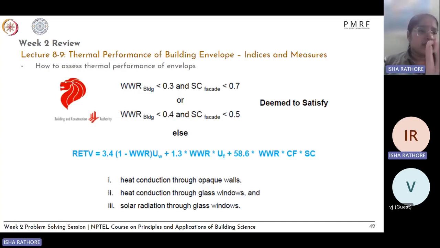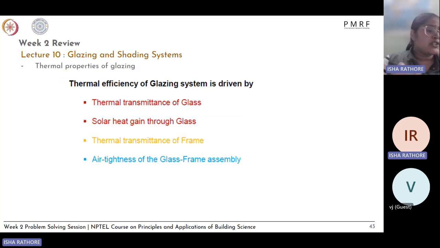So this was all which was covered in lectures 8 to 9, which looked at thermal performance of building envelopes. Next, we look at lecture 10, which was on glazing and shading systems. Here we looked at thermal properties of glazings, especially four factors. The thermal efficiency of your glazing or window systems is driven by the thermal transmittance of the glass, the solar heat gain through the glass, the thermal transmittance of the frame, because the frame also plays a role, so glass is sort of an insulation, whereas the frame is made up of aluminum panels or aluminum frame, and then the air tightness of the glass frame assembly. So these four factors affect the thermal efficiency of your glazing systems.